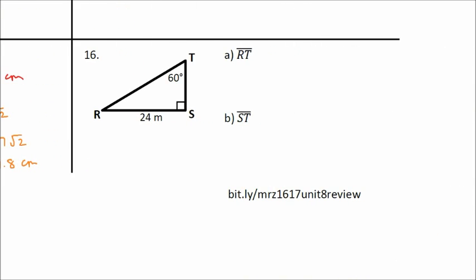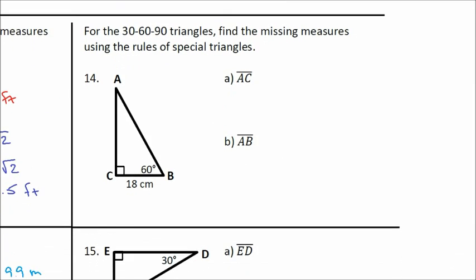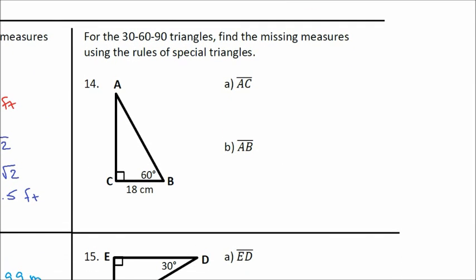Let's do the next three in the same video here. Question number 14. Now we're looking at a little more complicated situation, but not much. These are 30-60-90 triangles. It's asking us to find the missing measures using the rules of special triangles.